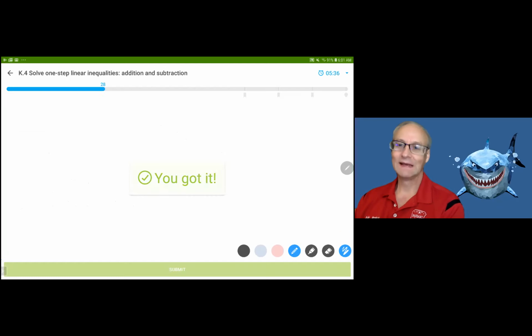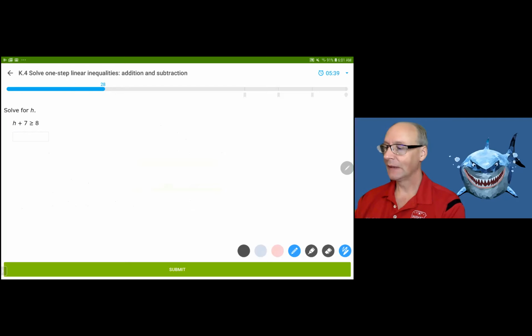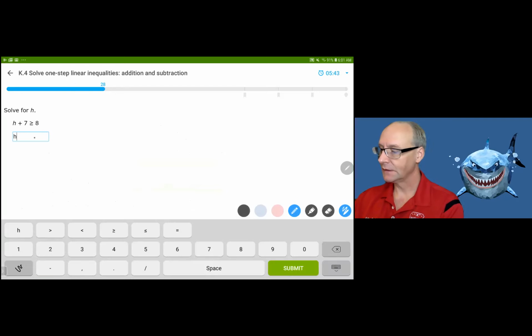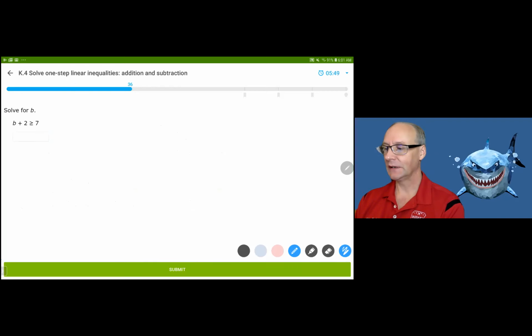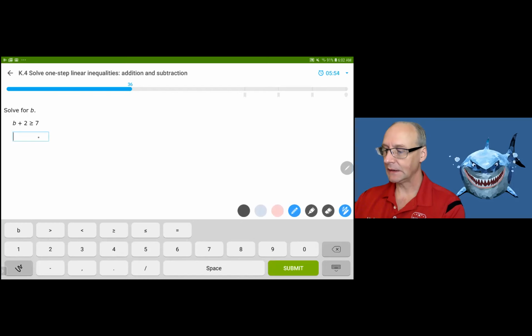I know, way too much information. We're going to subtract 7 from both sides and we're done. H is greater than or equal to 1. Some of you want to move right along here, so I'll get moving on it. In this one, we're going to subtract 2 from both sides, and we're going to get B is greater than or equal to 5.